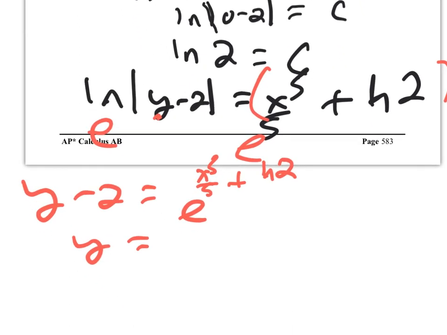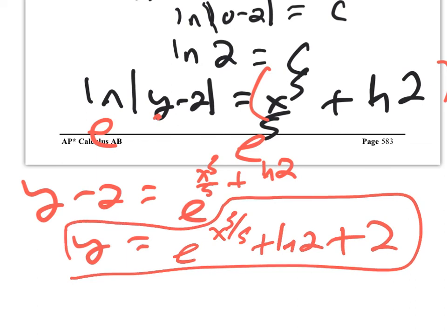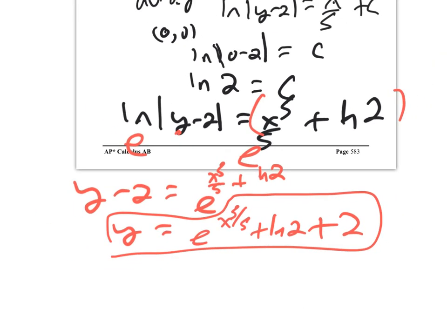This is a perfectly good equation to get full credit. It's just ugly. But you could use it. Yeah, that's what I did though. I put parentheses, I put the e here, and I put that in parentheses to say I'm exponentiating. So then when I added 2, there's your ugly equation.